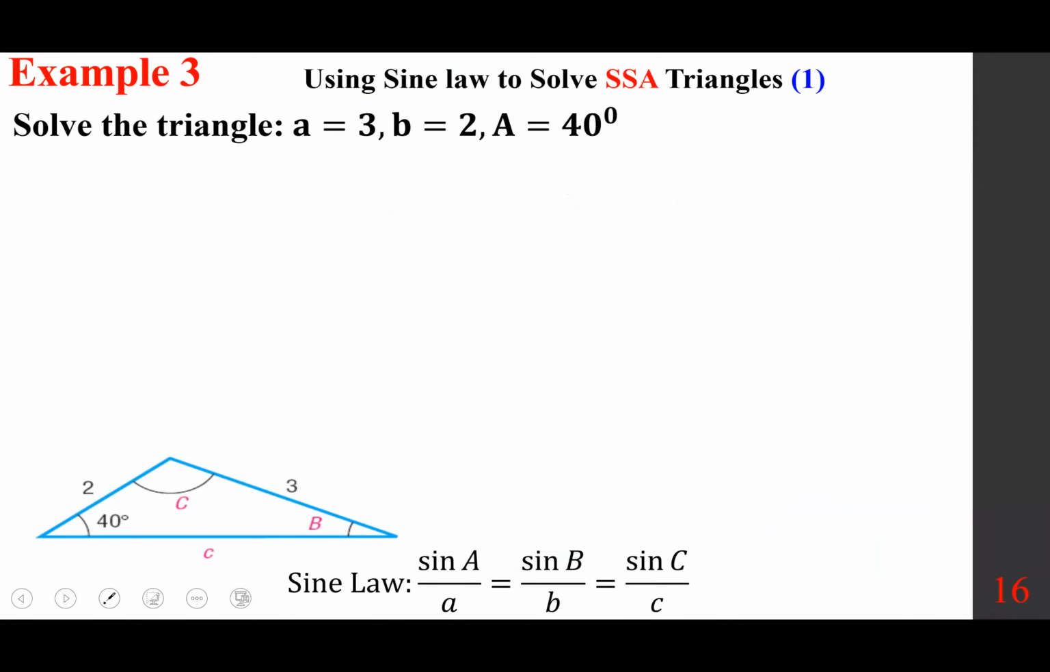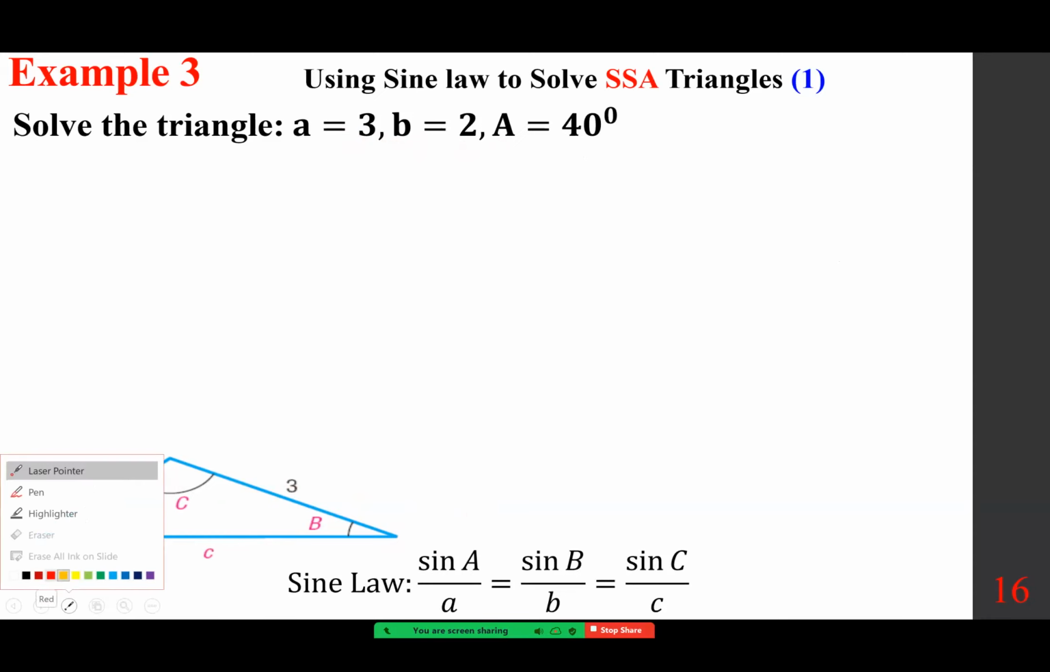All right, we're going to look at SSA, and I put one here that ends up having one solution. We want to solve this triangle where a is equal to 3, b is equal to 2, and A is 40 degrees. So again, when that happens, you can draw some sort of a triangle and try your best. It doesn't have to be to scale.